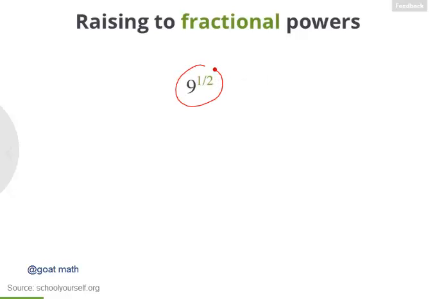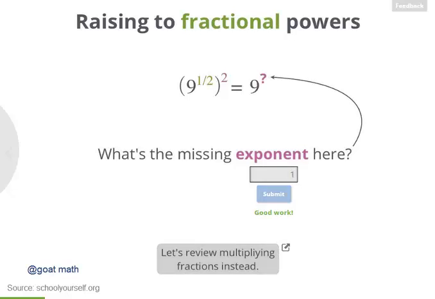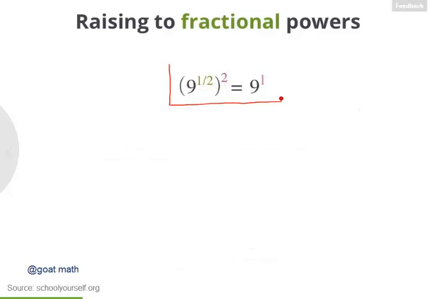To figure out what this equals, let's square it, meaning we're raising it to the 2nd power. This equals 9 raised to another power. Try using the same trick of multiplying the exponents to figure out the value of this missing exponent. Right, 1/2 times 2 equals 1, so this equals 9 to the 1st power. And any number raised to the 1st power is just that number, so this equals 9.